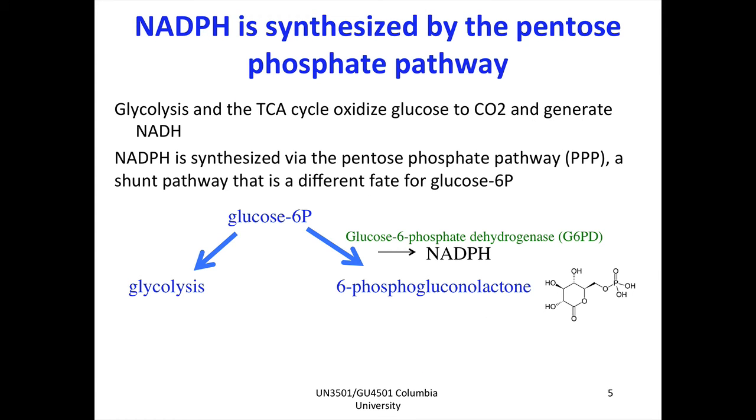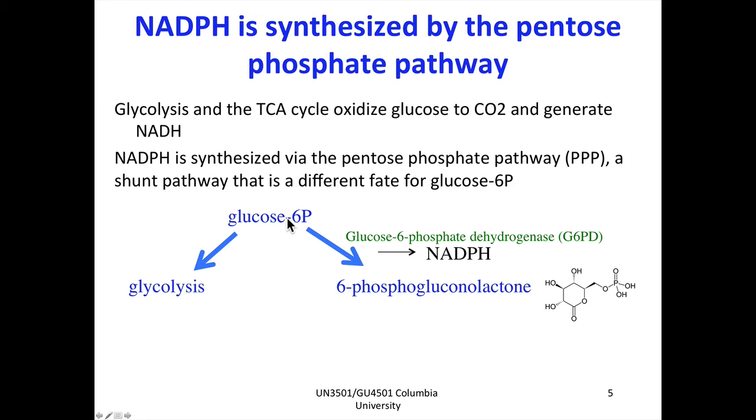What about NADPH? Well, NADPH is a little different. It is synthesized by a different process, by the pentose phosphate pathway. So it doesn't come from catabolism like NADH does. It comes mostly from the pentose phosphate pathway. So how does that work? Glycolysis and the TCA cycle, I just said, are oxidizing glucose to carbon dioxide and generating NADH. NADPH is coming from this shunt pathway called the pentose phosphate pathway. So that is a different fate of glucose 6-phosphate.